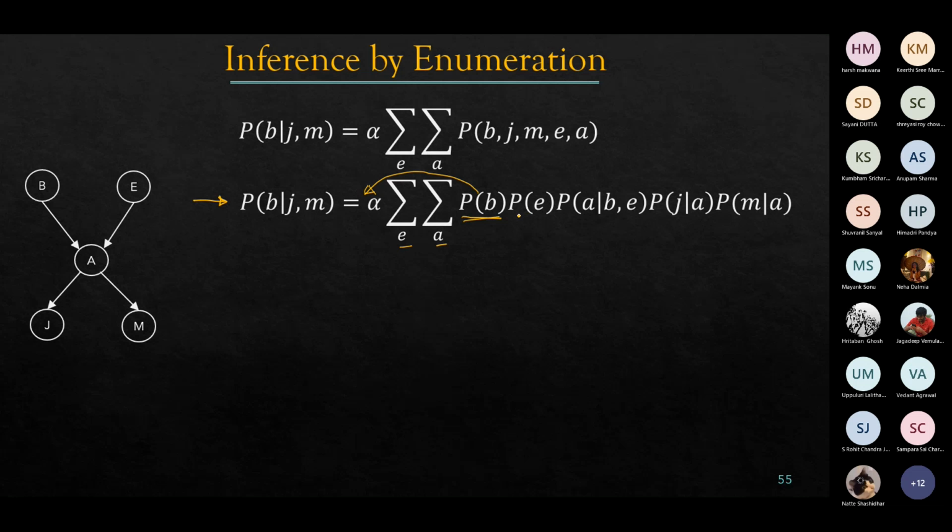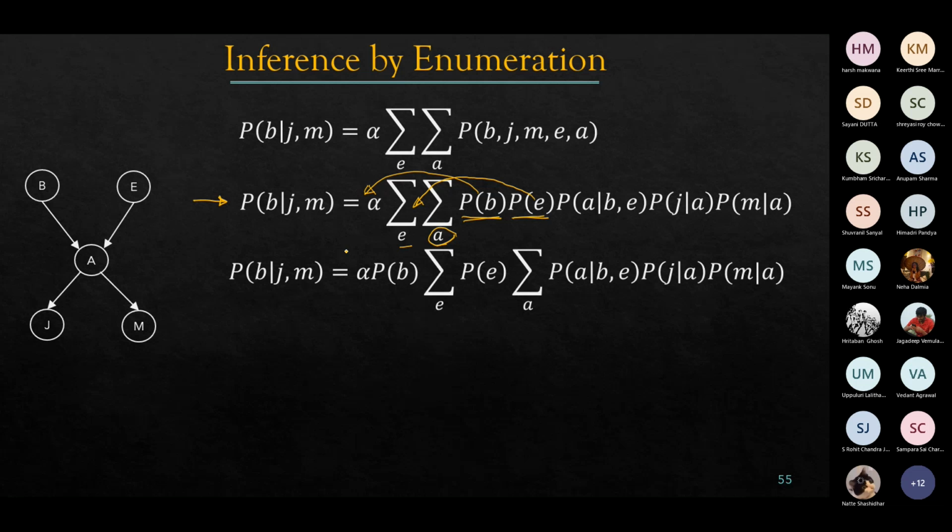Now, if you think about PE, it does not depend on the value of A. So what we can do is take it out of the scope of the A variable and put it here inside the scope of E, right? In this way, we can avoid some of the multiplications. So we can rewrite this as probability B multiplied by the summation of probability E, and then we have all the factors that have A as a variable. So we cannot do better than this, right?